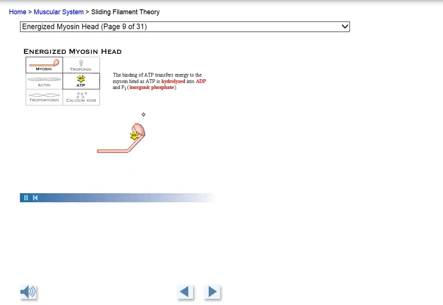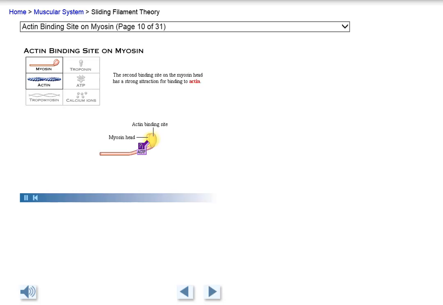The binding of ATP transfers energy to the myosin head as ATP is hydrolyzed into ADP and inorganic phosphate. Click the ATP molecule to transfer energy to myosin. Now the myosin head is in its high-energy conformation. The second binding site on the myosin head has a strong attraction for binding to actin, as we'll see later in the cross-bridge cycling animation.